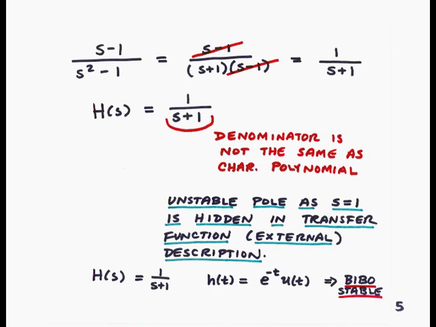If we apply an impulse at the input to this system, we'll get the impulse response h(t) equals e to the minus t u(t). And we can test this impulse response, and we'll find out that it is BIBO stable, because the integral from minus infinity to infinity of the absolute value of h(t) dt will be a finite number. So we have BIBO stability, but we do not have asymptotic stability. The hidden mode is the problem.